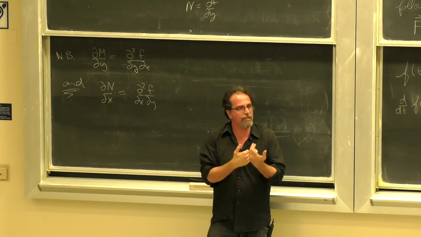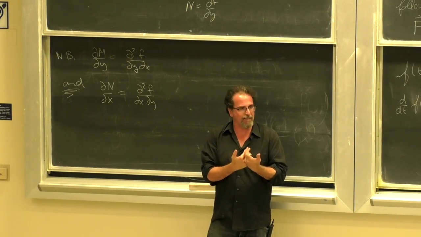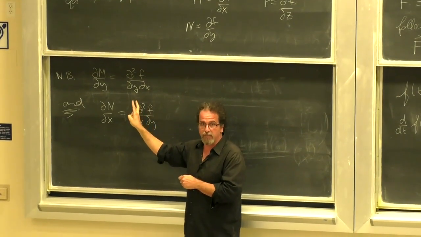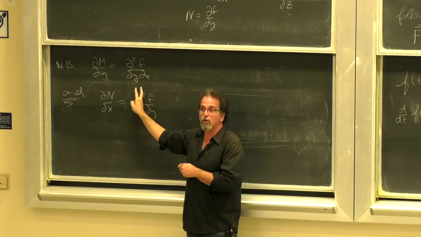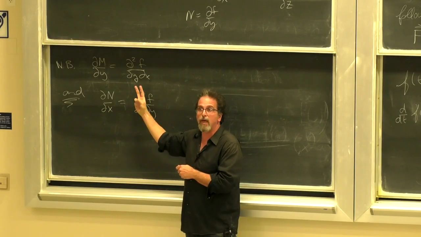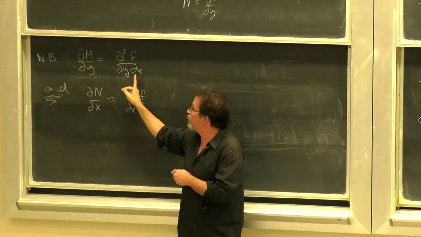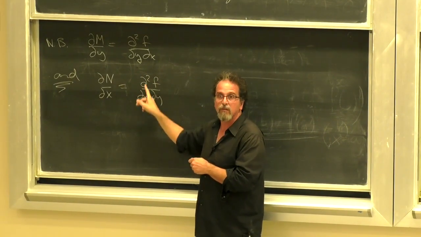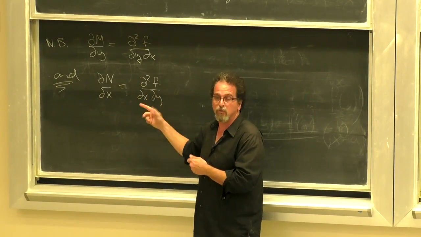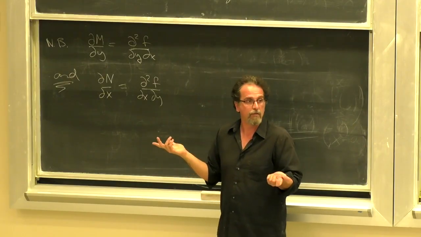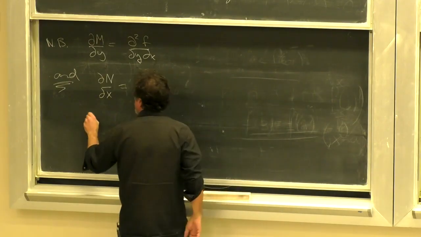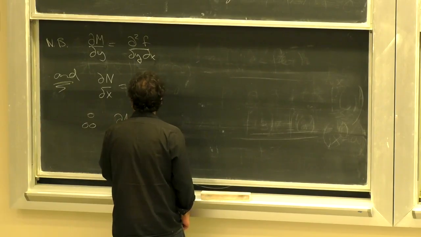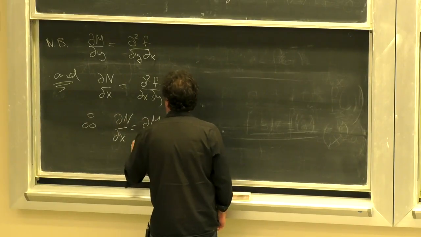Now, how are they related to one another? Well, if a function is to be differentiable and twice differentiable, then the order with which you take the derivatives must not matter. This says do the x derivative first and then the y derivative. This says do the y derivative first and then the x derivative. They have to be equal. The order must not matter. Therefore, dn dx equals dm dy.